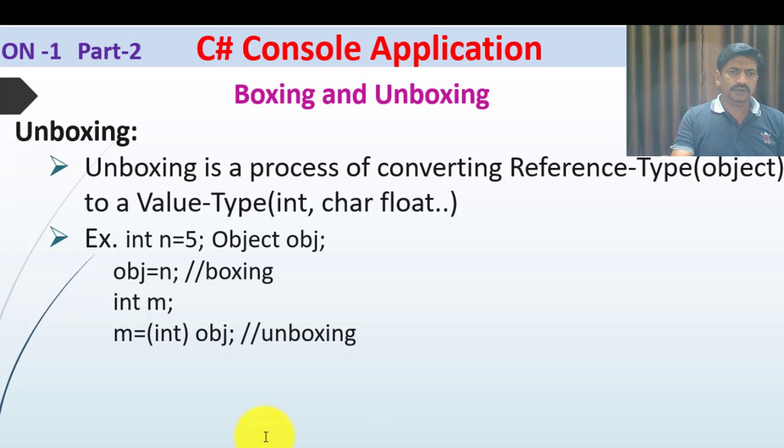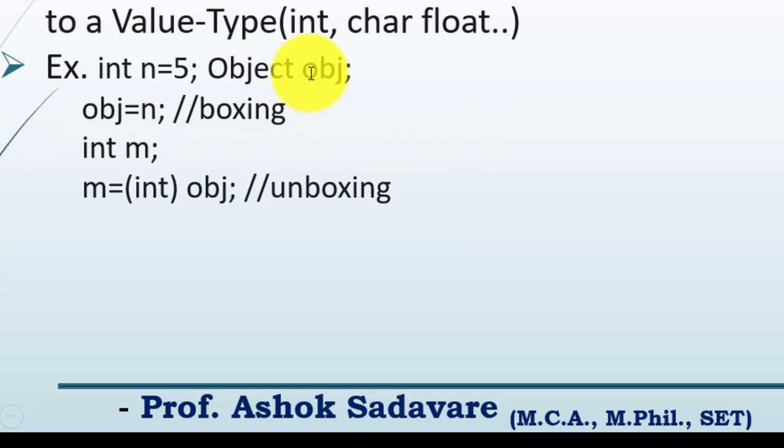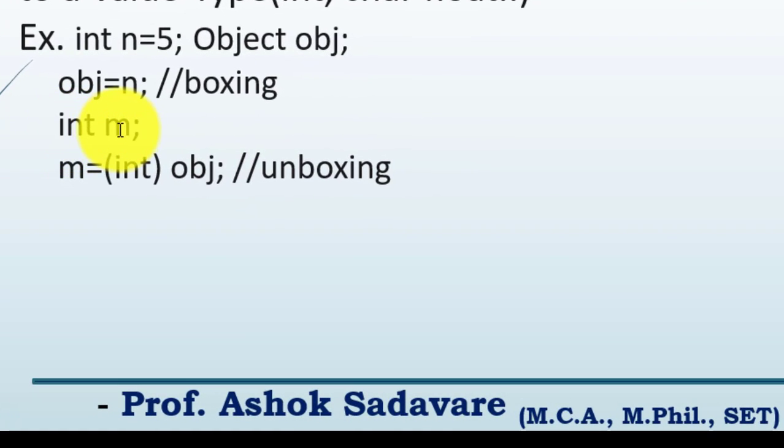Let's see an example of this unboxing process. Here n is equal to 5 and object obj is declared here. Then obj equal to n. Here the boxing process is performed. Next, int m is a variable of integer type. Now I am going to assign the object, that is reference type, to the value type. So here the unboxing process is performed. I am going to convert this object to integer type. So this is typecasting. In the unboxing process you have to typecast, because obj is the object type, that is reference type, and m is an integer type.